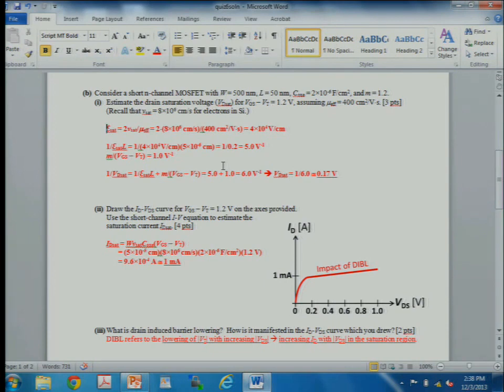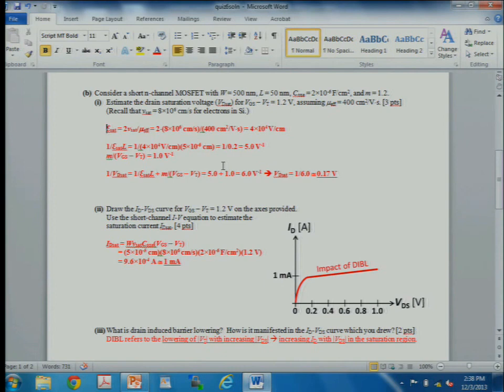And then the calculation for the saturation velocity limited current is relatively straightforward. You should have gotten some number around 1 milliamp. So as long as you draw a curve that reaches saturation at slightly below 0.2 volts, or around 0.2 volts, and kind of a flat line, then you'll get full points.